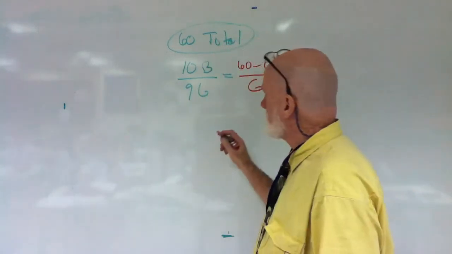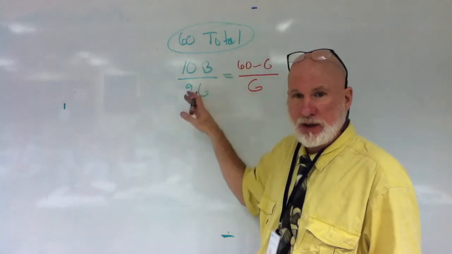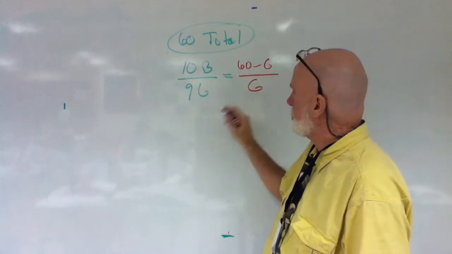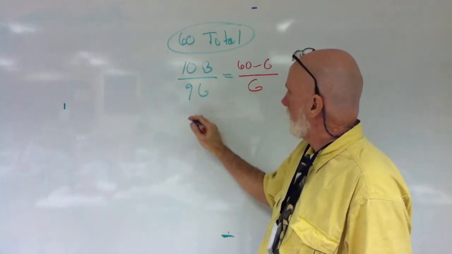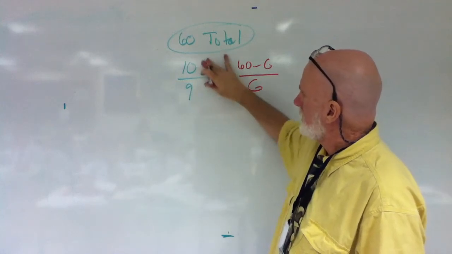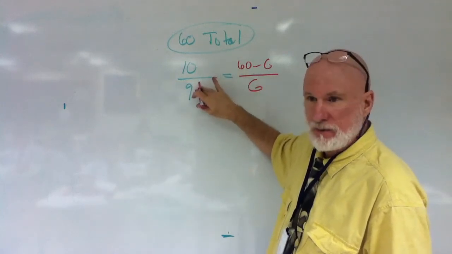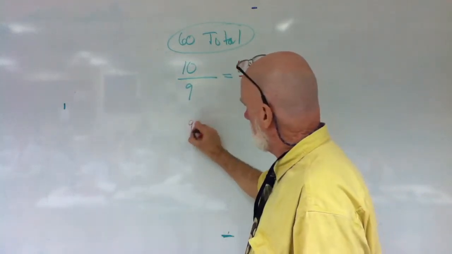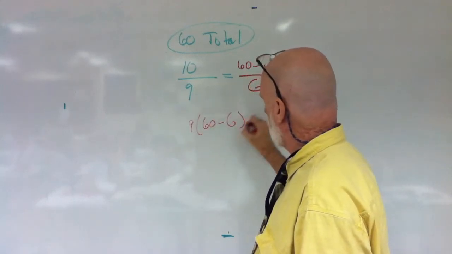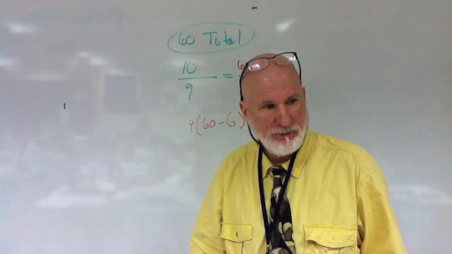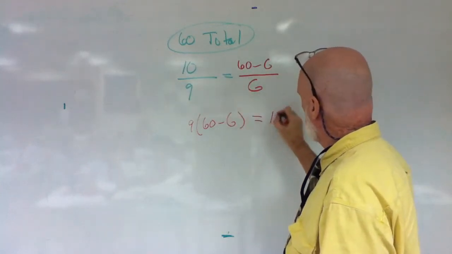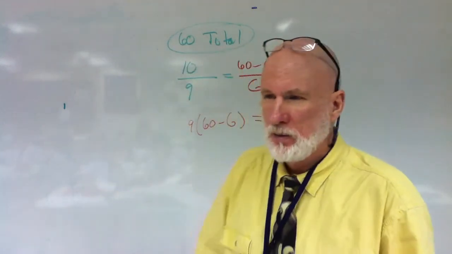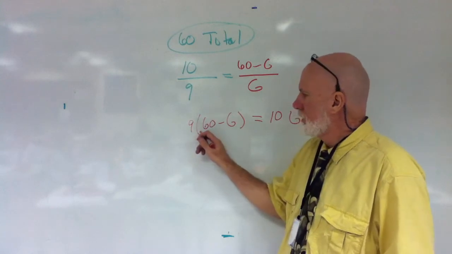Okay, now, let's multiply. We're going to cross multiply. So 9 times 60 minus G, we can get rid of the G here, right? Because that's the number of girls. Boys here, girls here, right? So 9 times 60 minus G is going to be the left, correct? And the right will be 10G. Are you okay with that?